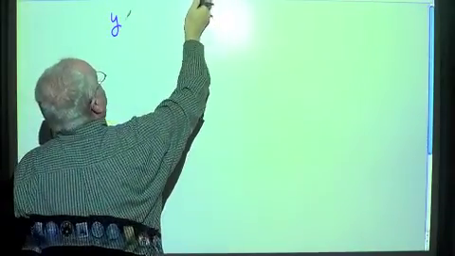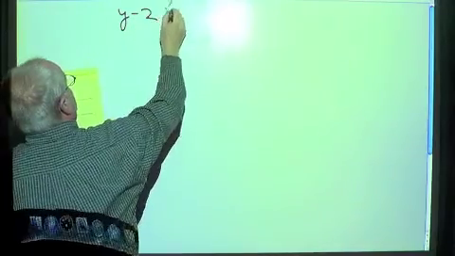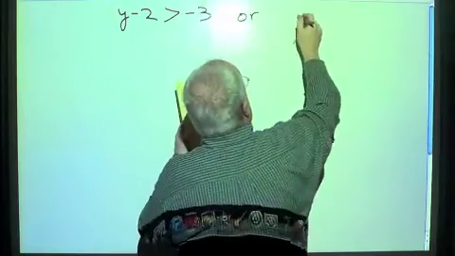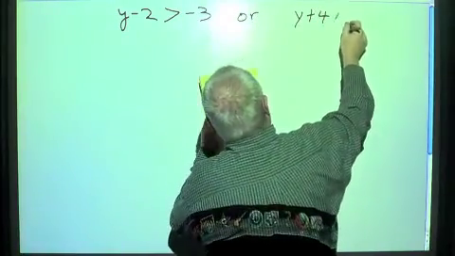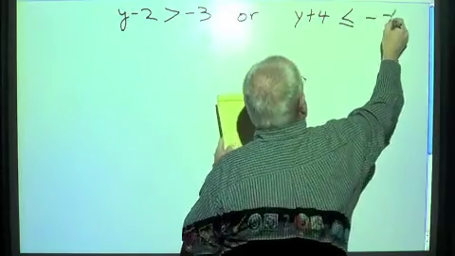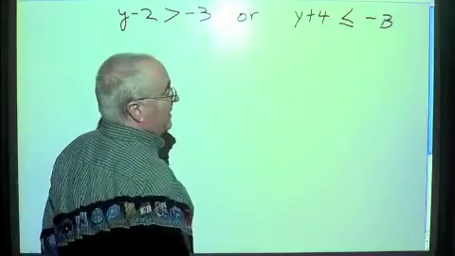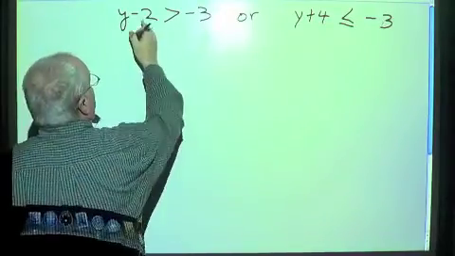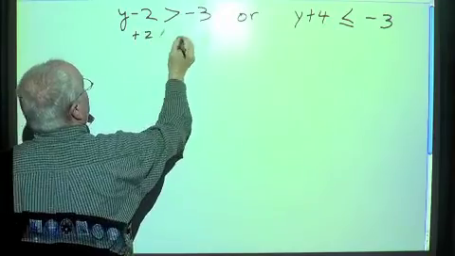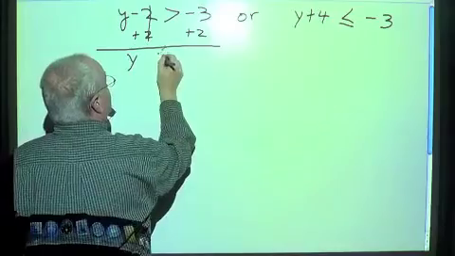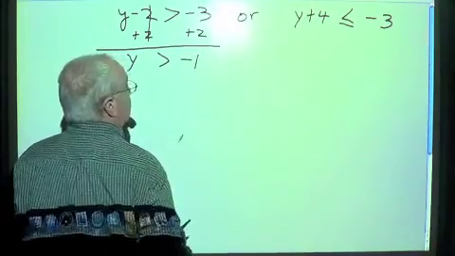Our example is y, well, let's go to black. Y minus 2 is greater than negative 3, or y plus 4 is less than or equal to negative 3. So we have two different inequalities we have to solve. We can't combine them like we did in and. So here we go. What do we need to do here? Add 2 to both sides. This goes to 0. We end up with y greater than negative 1. So there's our first one.